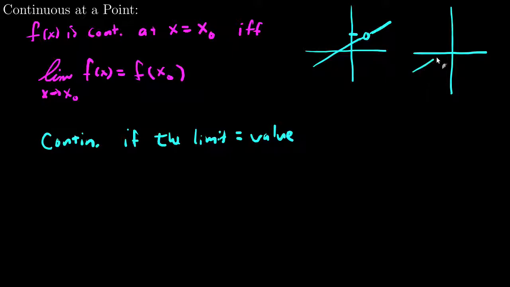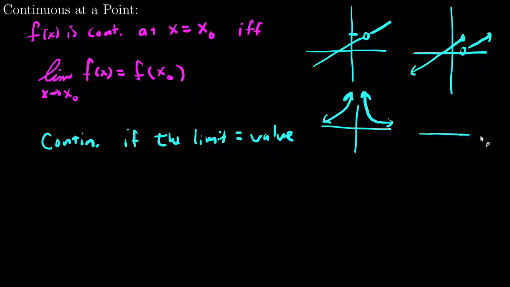If I had a jump discontinuity, I have a limit that does not exist, so that couldn't work. If I have an infinite discontinuity, even if the limit exists, I can't have a value equal to infinity because these are real valued functions we're considering and infinity is not a real number. And if I had an oscillating discontinuity, I don't have a limit to be equal to something. If the limit does not exist, it can't possibly be continuous.